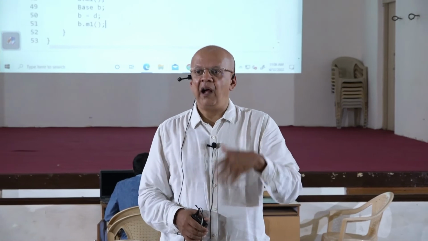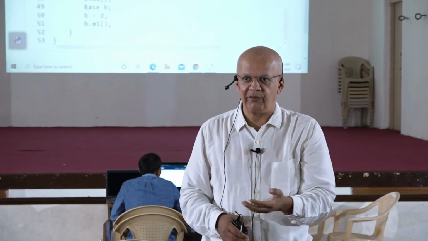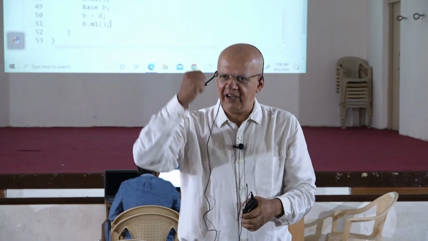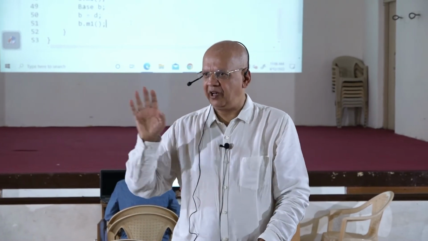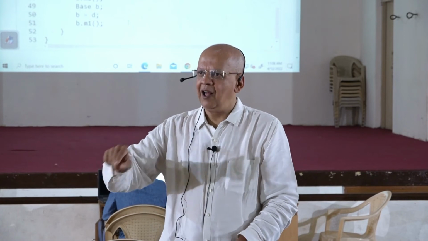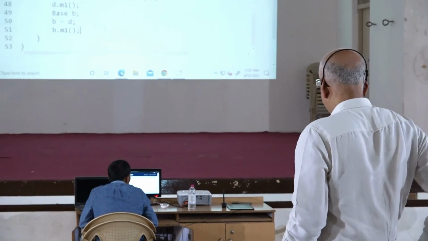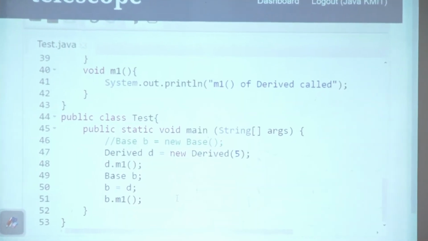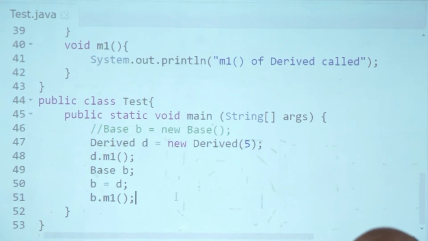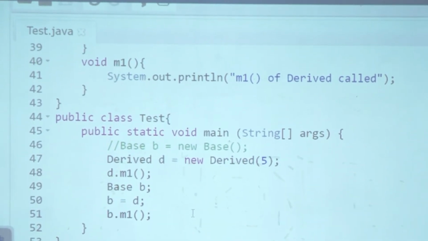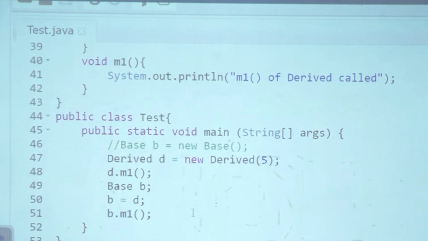Very simple. In C++, you have to put virtual, delay the decision to runtime, and then it will take a call based on what it is pointing to. Java says no, nothing like that. I will delay all decision making to runtime only. I will decide what to call based on what B is pointing to at runtime. Now, in this scenario, B at runtime is pointing to D. D is what? Derived type. So, it is very clear what method I should call. I should call derived class method.